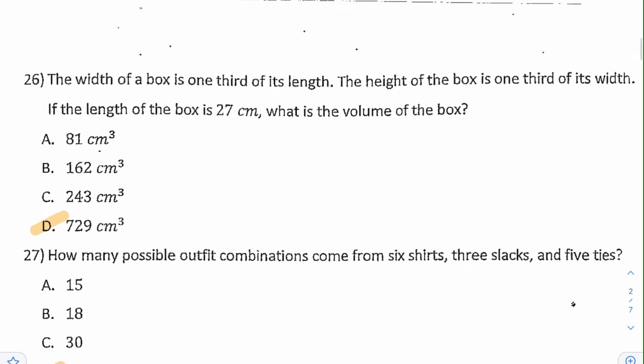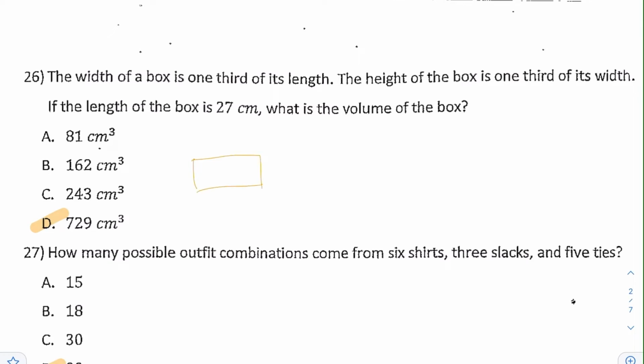For question number 26, the question says the width of a box is 1/3 of its length. If the height of the box is 1/3 of its width, and the length of the box is 27 centimeters, what is the volume of the box? So here it's helpful to first start with a rectangular prism, and this has dimensions length times width times height, and that's how you find the volume. So for a prism, it's going to be LWH.